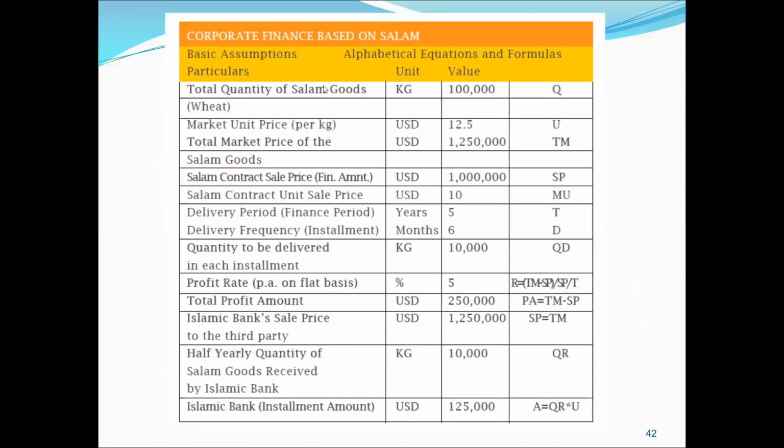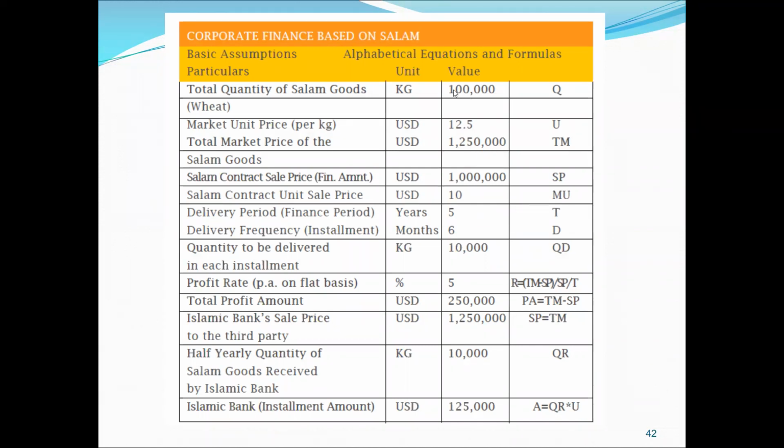Okay, now corporate finance based on salam. Let's say the total quantity of salam goods is 100,000 kgs of tomato or wheat. We want to bring it from one country. The market price is the price traded in the country you want to bring it to. For example, if you are in Kazakhstan and you want to bring tomatoes from Uzbekistan and sell them here, the price per kg is 12 and a half. The total market price of this volume will be 150,000.